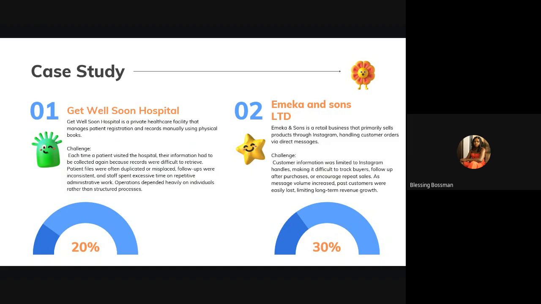I'll come into that, but let's look at this next case study that we have. One of the challenges that Emeka and Sons have is that it's limited to Instagram DMs. People will send him a message and that's how he will take their order. He will follow up with them and all of that. But what happens after that first sale?